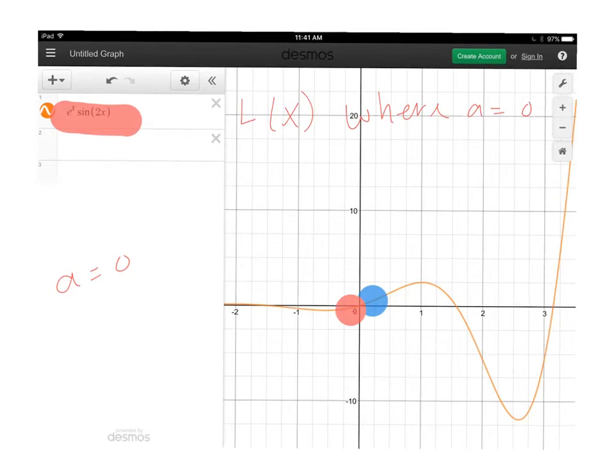Okay, so the first trick is realizing that this is not quite as simple as a derivative. y prime is going to be equal to e to the x sine of 2x plus e to the x cosine of 2x, chain rule, times 2. So I did some simplification. It's e to the x times the quantity sine of 2x plus 2 cosine of 2x.